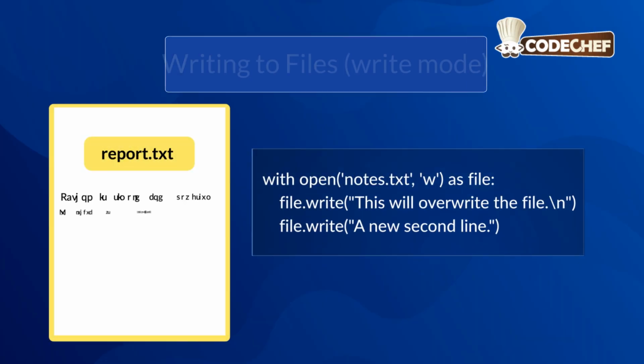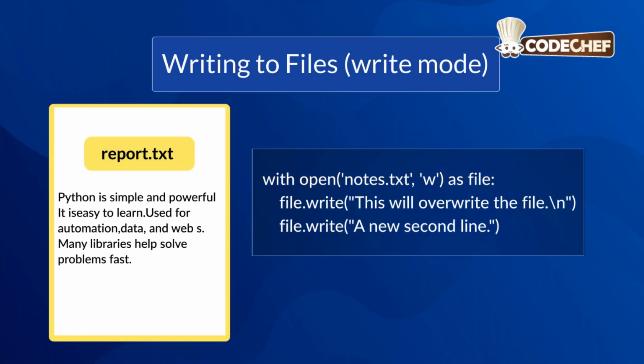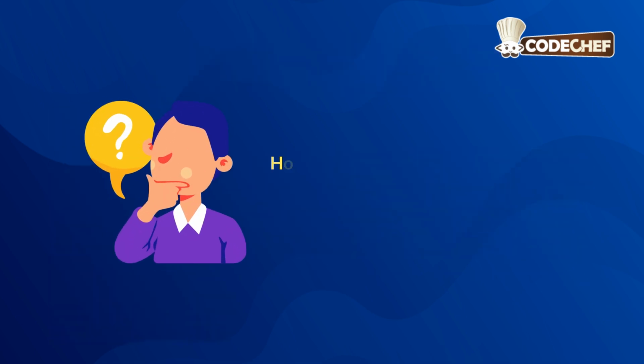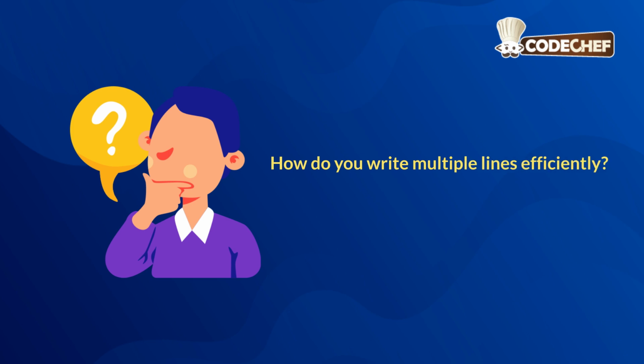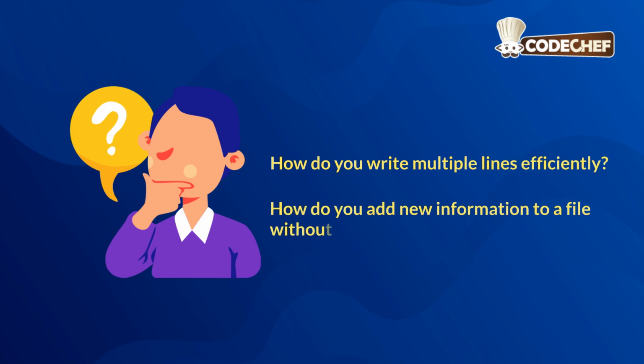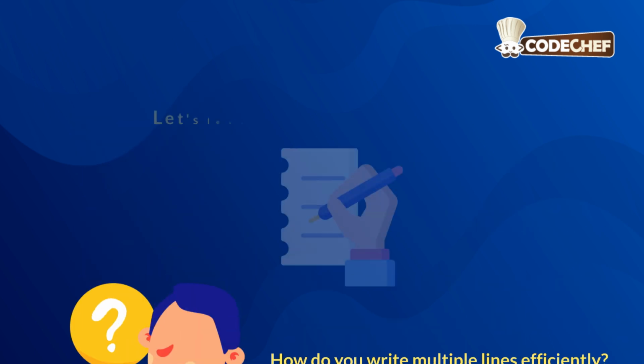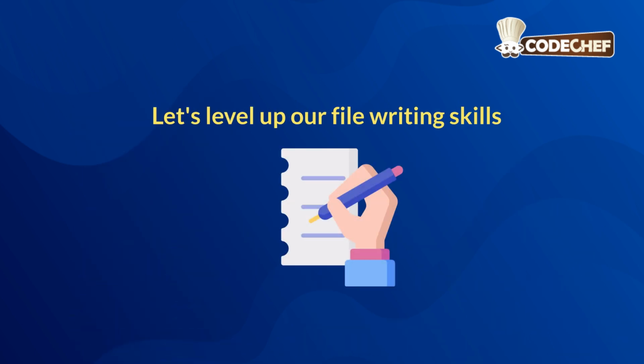In our last video, we learned how to write to files using write mode. But we also saw that it's destructive. It erases everything first. So, how do you write multiple lines efficiently? And more importantly, how do you add new information to a file without deleting what's already there? Let's level up our file writing skills.